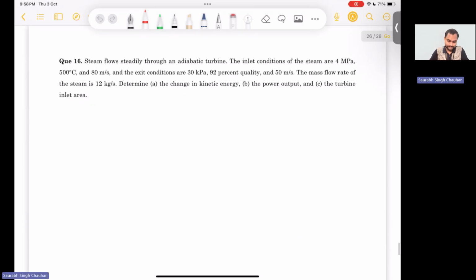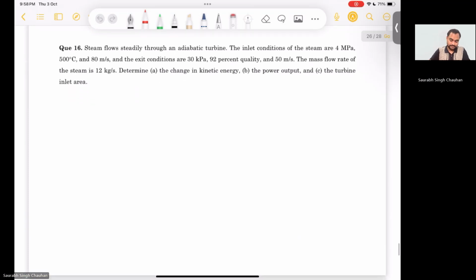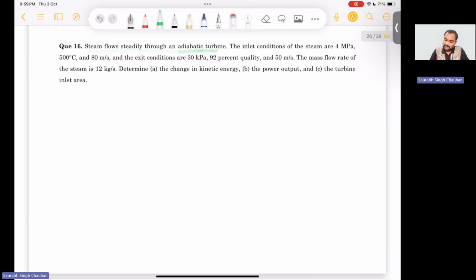Question 16. It says that steam flows steadily through an adiabatic turbine. Again, this is an adiabatic turbine, so there's no heat transfer between the surroundings and the turbine. The inlet conditions of the steam are 4 megapascal, 500 degrees Celsius, and 80 meter per second. The exit conditions are 30 kilopascal, 92% quality, and 50 meter per second velocity.